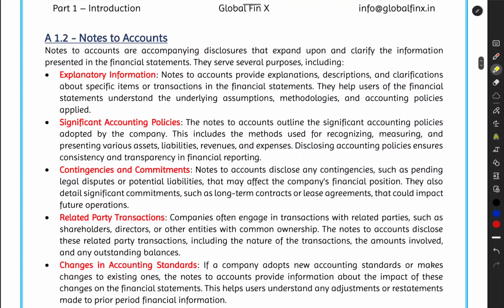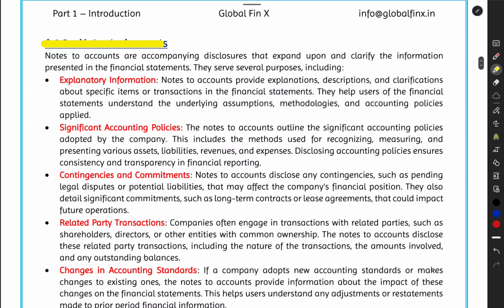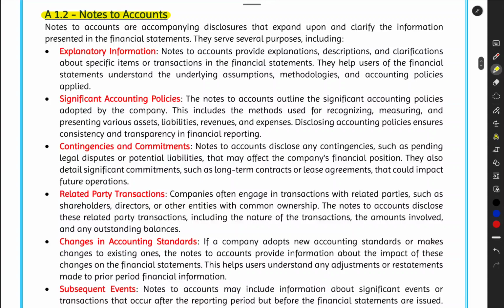Hi guys, let's move on to our second topic in topic number A1 financial statements, which is A1.2 notes to accounts. I know very few students actually pay attention to the notes to accounts, because all of us are very much interested in preparing profit and loss, which is your income statement, the balance sheet, and the cash flow statement. Statement of changes in equity, you guys don't pay much attention to either, but 90% of the students' major attention would be on P&L, balance sheet, and cash flow statement. Very few students actually pay attention to the statement of changes in equity and notes to accounts.